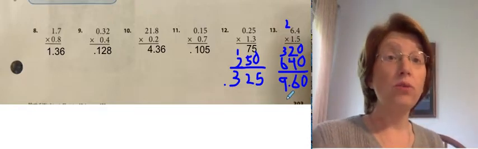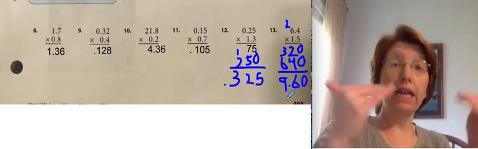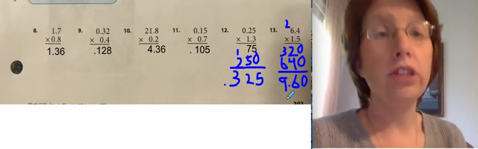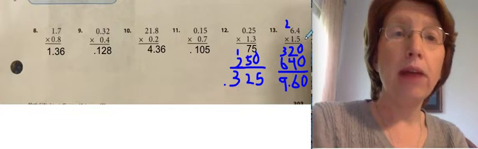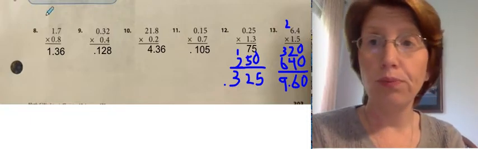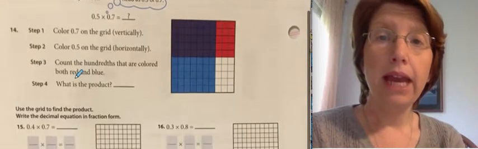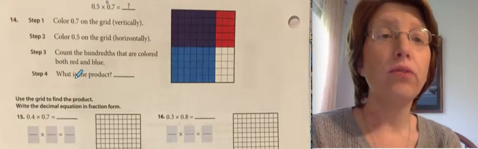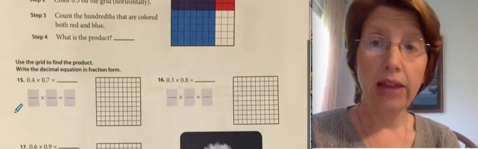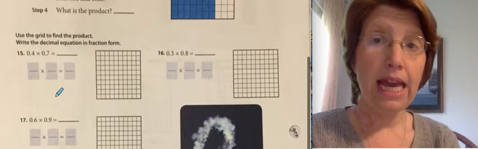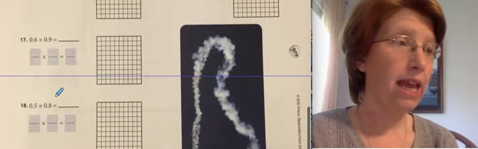Okay, I hope you got it. It's really just multiplying and then at the end figuring out where your decimal goes by counting how many numbers are behind a decimal. Now, the back of the page is what we did on the front with the grid and the multiplying, okay? It's the same exact thing.